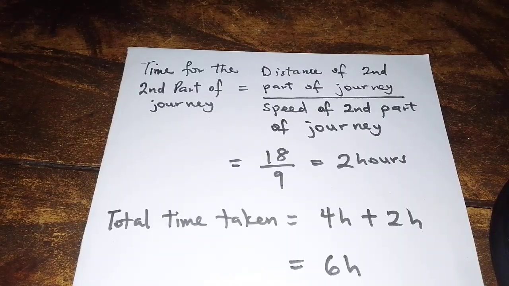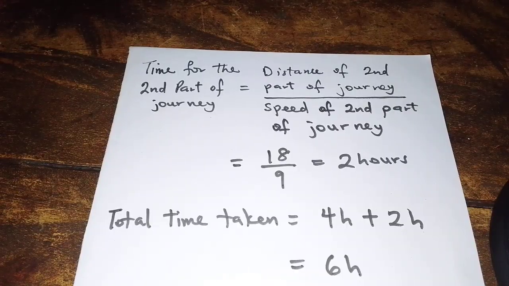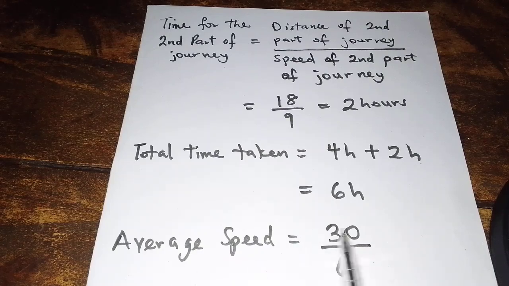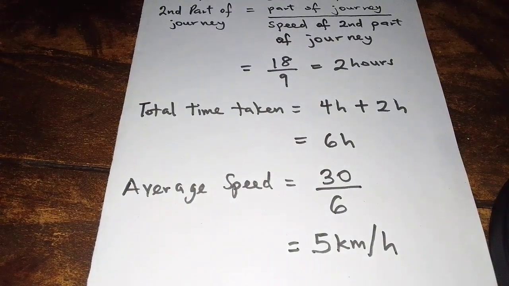So from there you can get the average speed. The average speed will be the total distance covered, which is 30 kilometers, divided by the total time taken, which is 6 hours. So the average speed is 5 kilometers per hour.